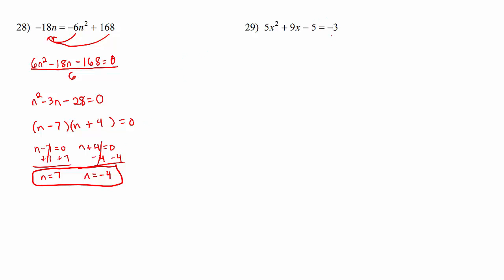29, all we got to do is add the 3 to get it in standard form, all on the same side. So that's nice. 5x squared plus 9x minus 2 equals 0. And this is a case where there's not a number we can divide all of them by, so we do need to slide and divide. And we get x squared plus 9x minus 10.